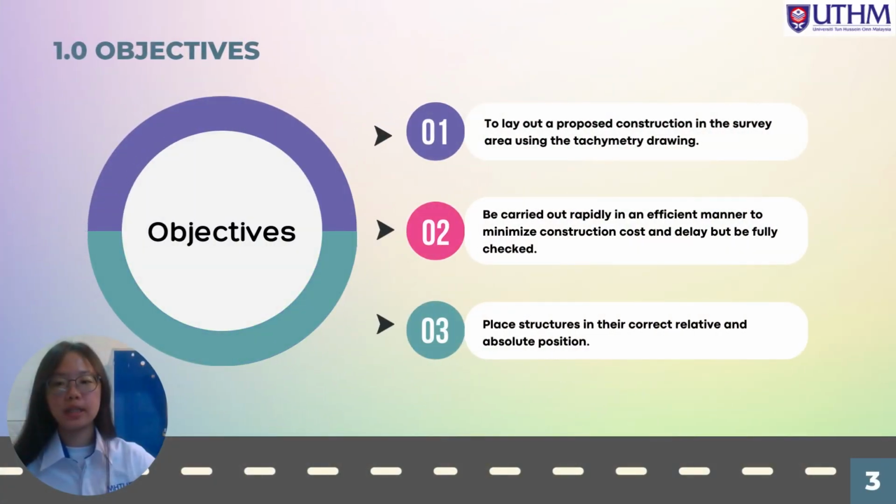My name is Melody, and now I will be explaining the main objectives of the setting out project. The first objective is to lay out a proposed construction in the survey area using the topographic drawing. The second objective is to be carried out rapidly in an efficient manner to minimize the construction cost and delay, but be fully checked. And the last objective is to place the structure in its correct relative and absolute position.